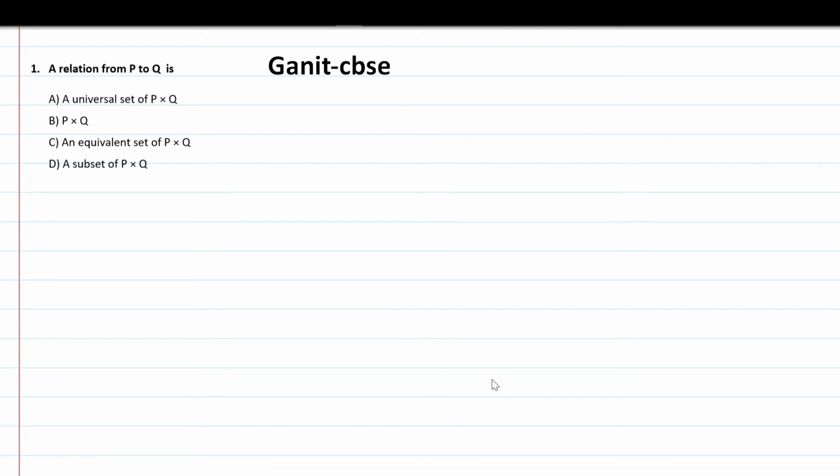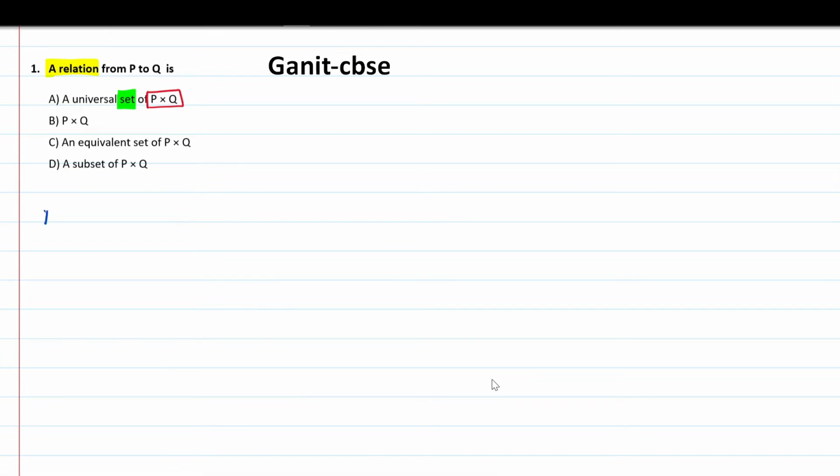This is an example of a question from the JEE exam. The relation from P to Q is, and they have given 4 options: a universal set of P cross Q, an equivalent set of P cross Q, a subset of P cross Q. To answer this question, we need to understand what a relation is, what a set is, and then what this P cross Q is.